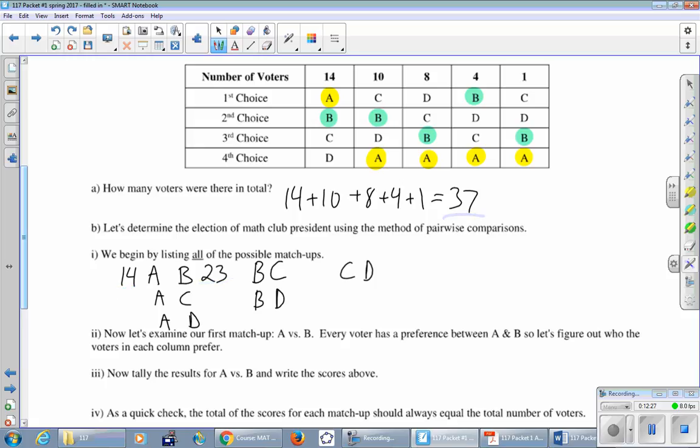A really common wrong answer that I see here is for people to say, oh, okay, A got 14 votes there, B got only 4 first place votes here, and so they will just put 4 there. That's not a head-to-head, that's plurality counting. If you're only looking at first place votes, you're not doing head-to-head. Every one of our 37 voters gets a say in this election. So you've got to make sure that the totals always add up to 37.